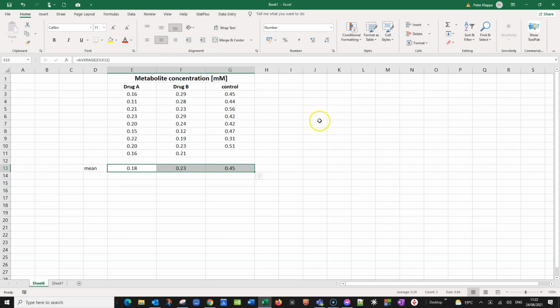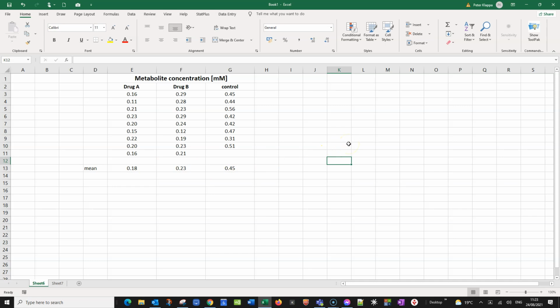Let's put them right. And now the big question is, okay, we see that the mean of the samples treated with drug A and the means of the samples treated with drug B, they are not too far away. We have the mean of the control as well. And the question is, is there now a difference between the means? And that is actually where this ANOVA comes into place.